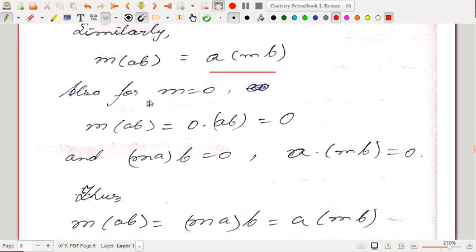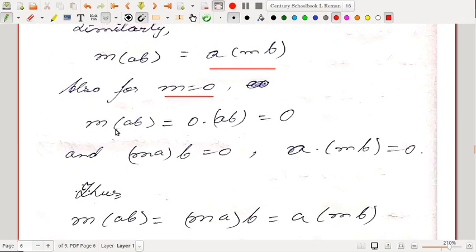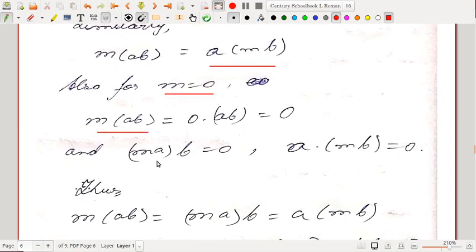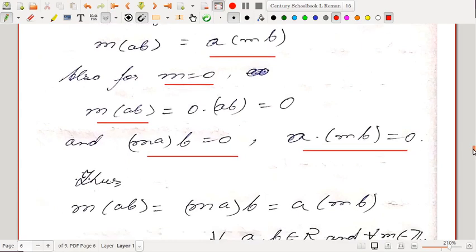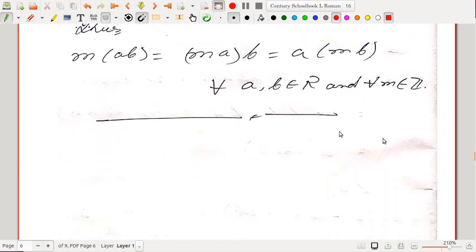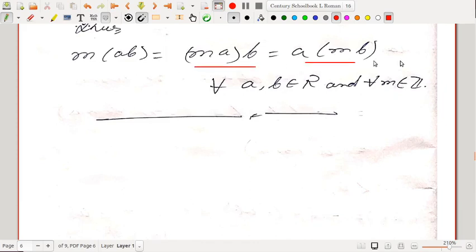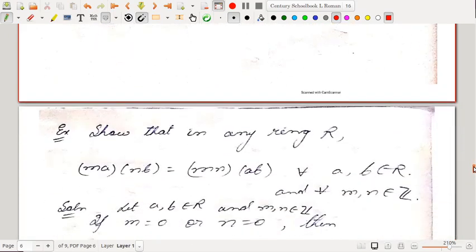So similarly m into ab is a into mb. This we can prove. Also for m equal to 0, each of these terms will become 0. So for m equal to 0, everything is automatically satisfied. Thus we have proved that m into ab equal to ma into b equal to a into mb, for every a and b inside R, and for every m belonging to Z. Next we prove another result.